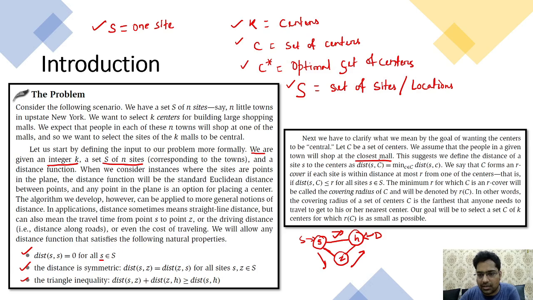Clear? Next, whenever we are finding the center, how do we find the distance? We define the distance from a site to the centers. Basically, once we select a center, the distance can be found as the minimum of the distances between the centers and the site we have selected. Clear? This is what is written. The set of centers is C, and small c is one center.